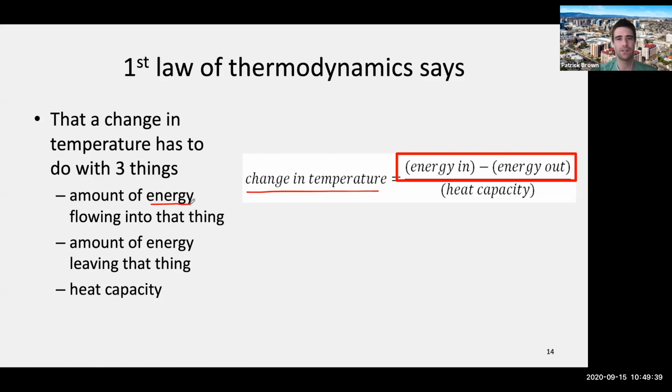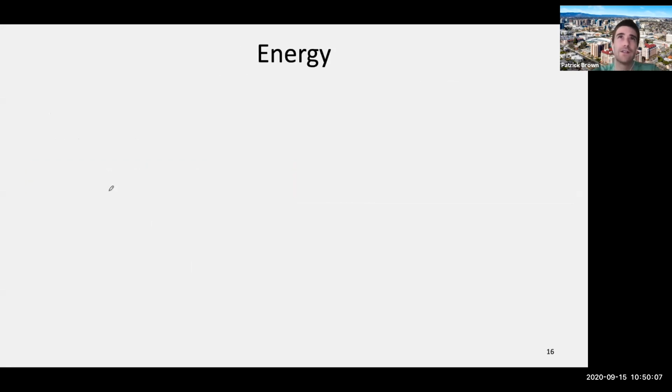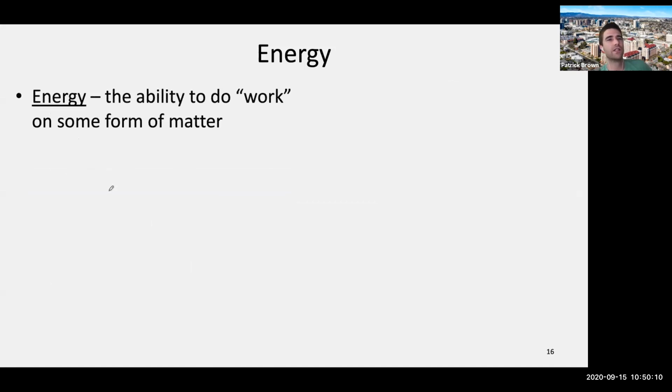This is a thing that we'll talk a lot about in this class, under a lot of different, seemingly unrelated circumstances. And so it's useful here to actually take a step back and define what energy is. So energy is officially the ability to do work on some form of matter.